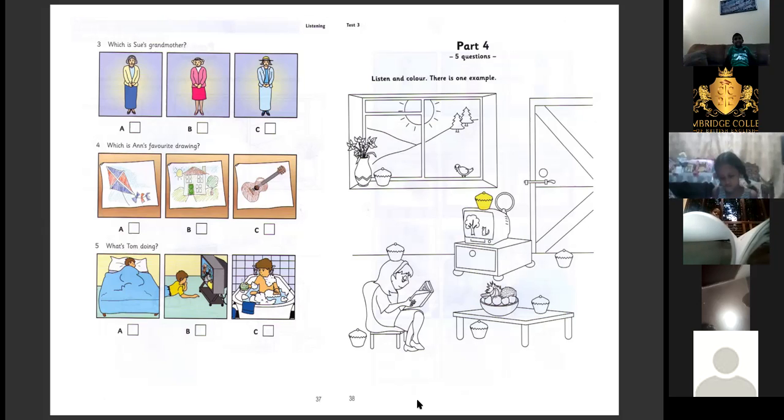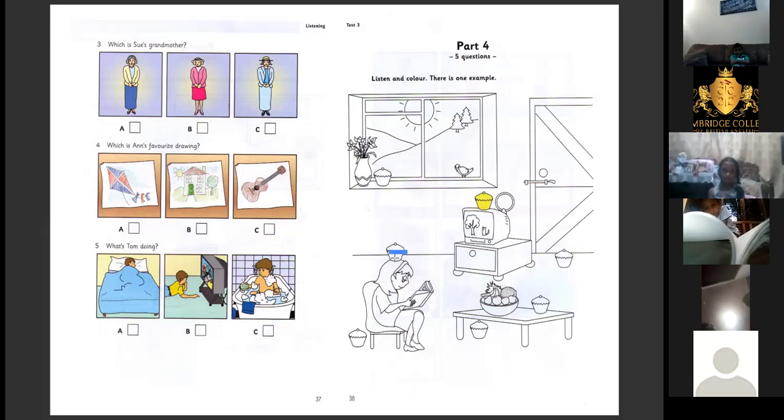Okay, that is the end of part five. So let's write the answers. Let's check the answers. So the cake which is on the girl's head should be blue color. So I will draw a line like this with the color. This should be blue color.